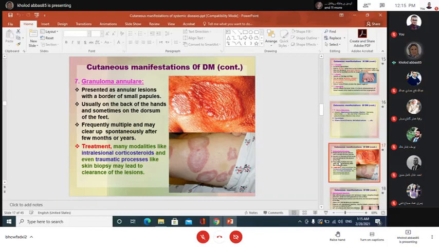Many modalities for treatment, such as regional corticosteroids, and even a traumatic process. A traumatic process can heal the problem. Like sometimes we do a skin biopsy for the lesion and we see there is clearance of the lesion. A condition which is known as reverse Koebner.